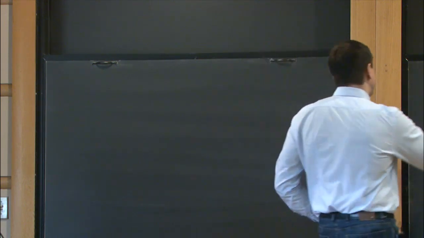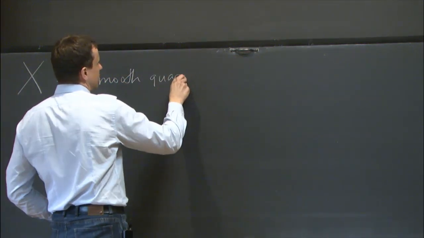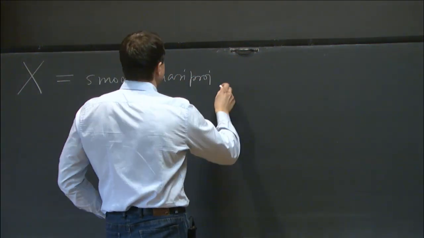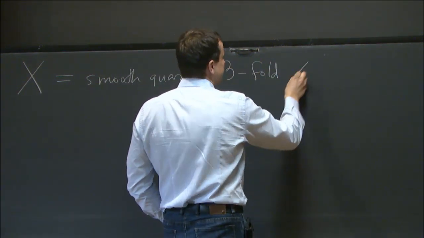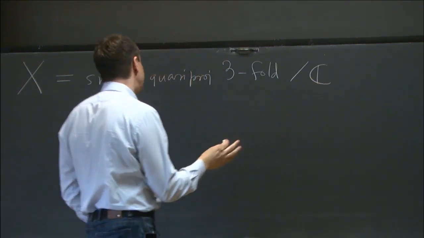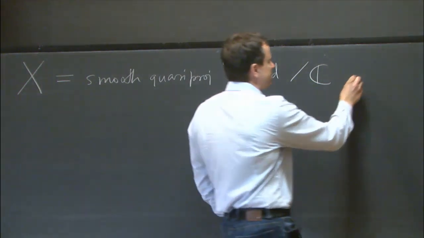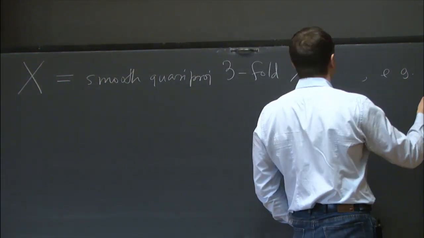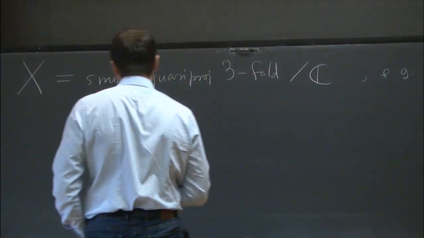So we'll start with X, which will be smooth, quasi-projective, and a threefold. What is important is threefold. And we can take it over C, it doesn't matter. But what's important here is I make no assumption on the canonical class of X. It's not Calabi-Yau, it's just an arbitrary thing. E.g., the plain old projective space is very interesting to study from this perspective.